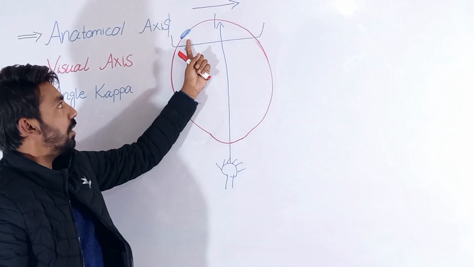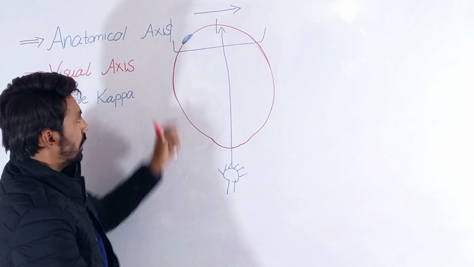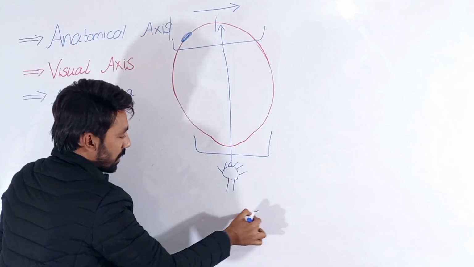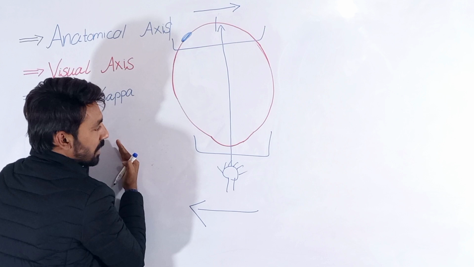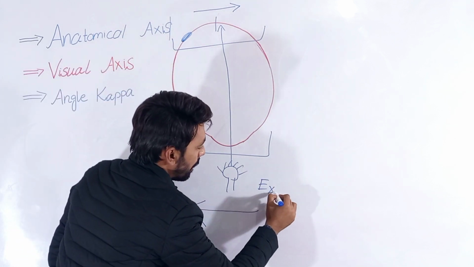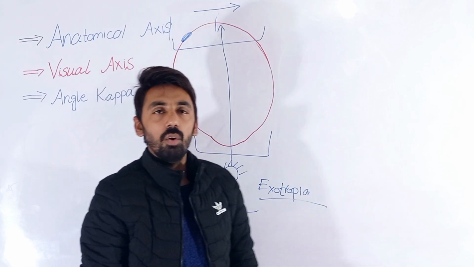And when the posterior of the eyeball moves to the nasal side, then the anterior side, the corneal side, will move towards the lateral side. So the cornea will move to the lateral side. So that's why we get exotropia or exophoria.